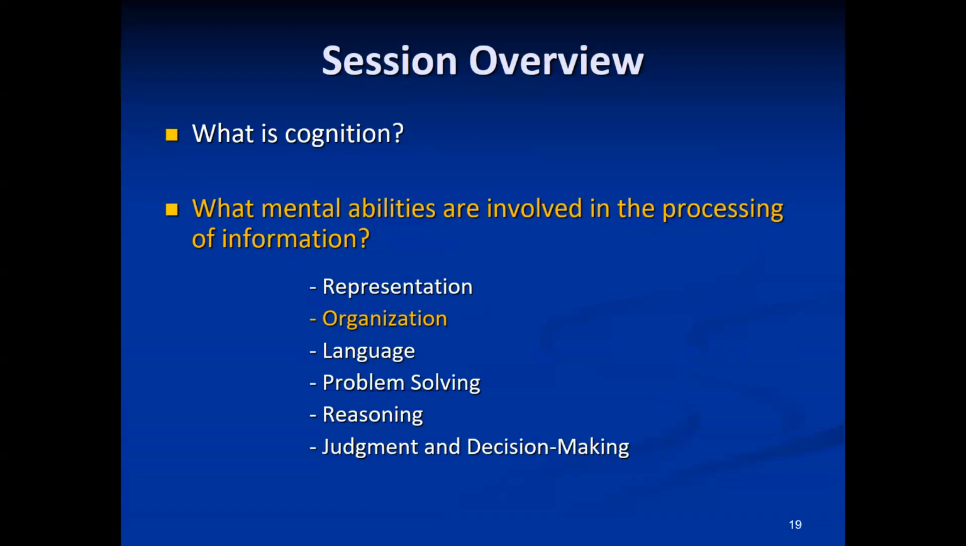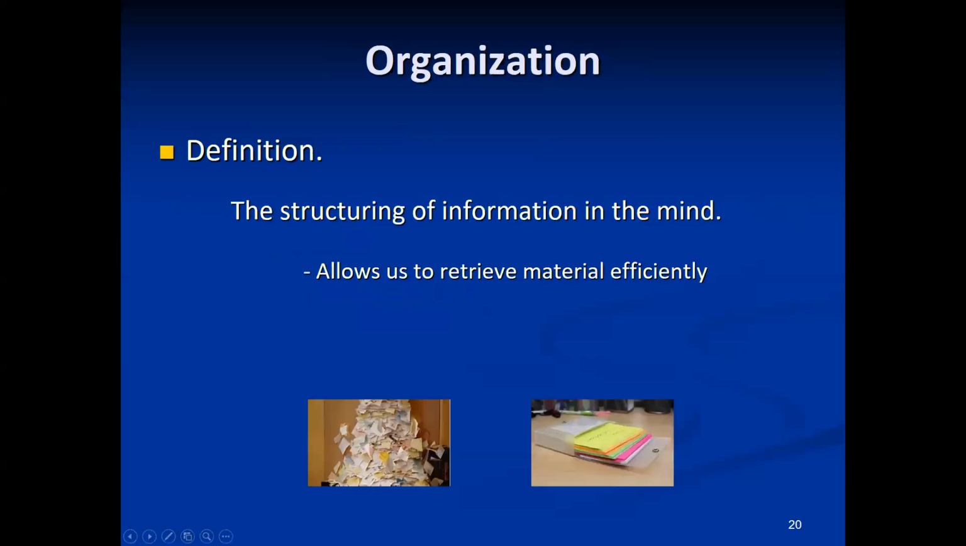A second mental ability involved in processing information is organization. Organization is the structuring of information in the mind. Imagine you wrote down every fact that you ever learned on a separate card, shuffled the cards, and then threw them to the ground. Then someone asked you, in which city was the Declaration of Independence signed? How would you find the relevant card? It would be very hard.